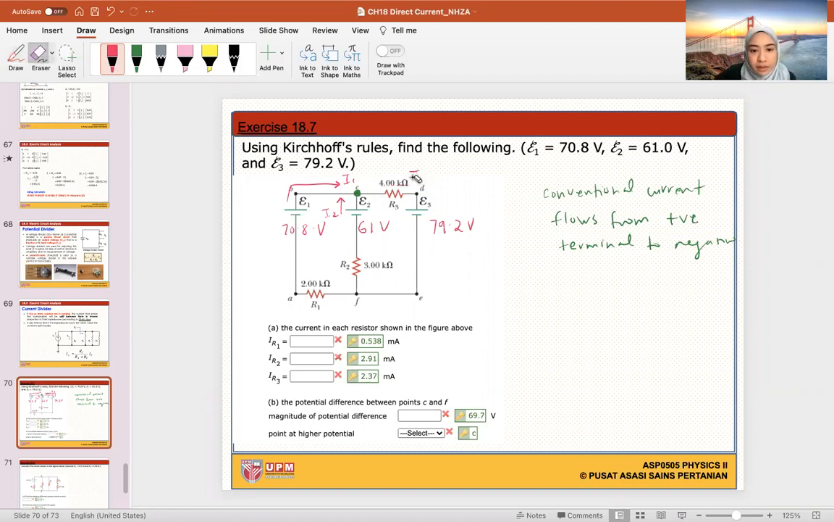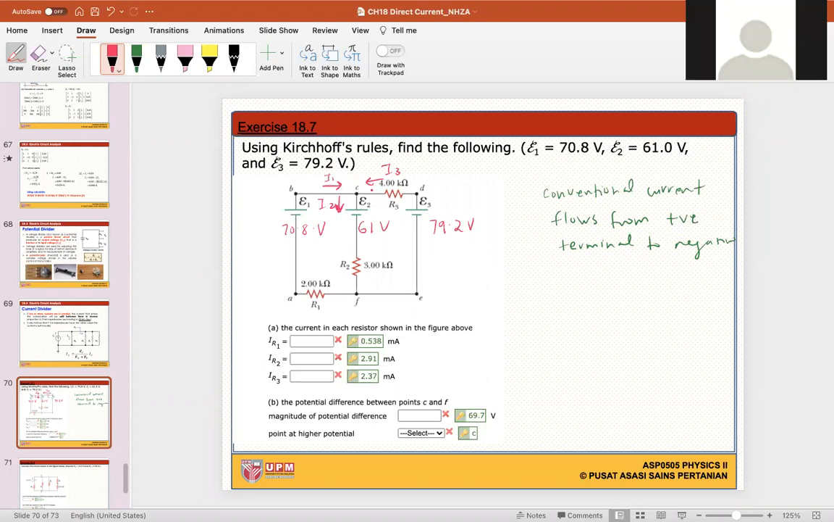So I labeled I1 like this. So this is I1. This is I2. Okay, and this is I3. Like I said before, you can follow the conventional current flow, or you can just make your current direction as you like, and then your answer will tell you if you got the direction correct or not. Okay, so I1 goes into the junction, I3 goes into the junction, I2 goes out of the junction.